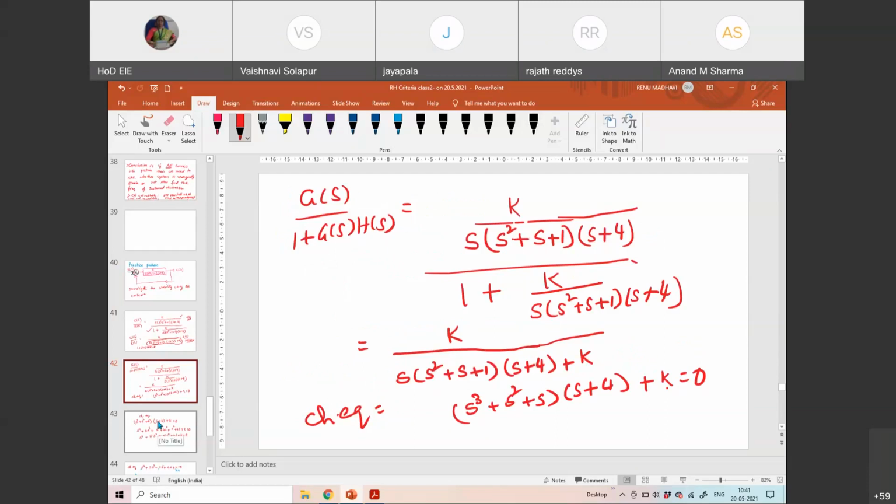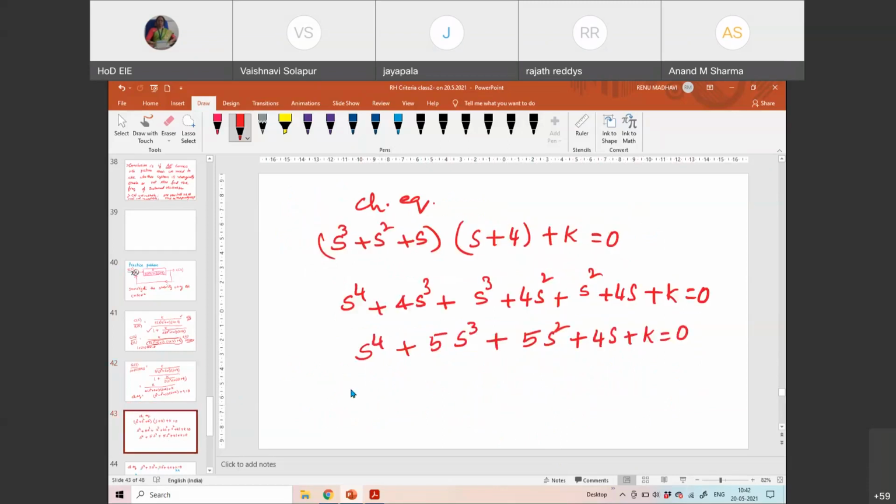So your characteristic equation would be s into (s cube plus s square plus s) ... that is, s into (s plus 4) plus k equal to 0, which is nothing but the denominator of your closed loop transfer function, equal to 1 plus G(s) H(s). So this is your characteristic equation. Still, you can expand it. When I expand it, it is s to the power of 4 plus 4s cube, plus s cube plus 4s square, plus s square plus 4s, plus k.